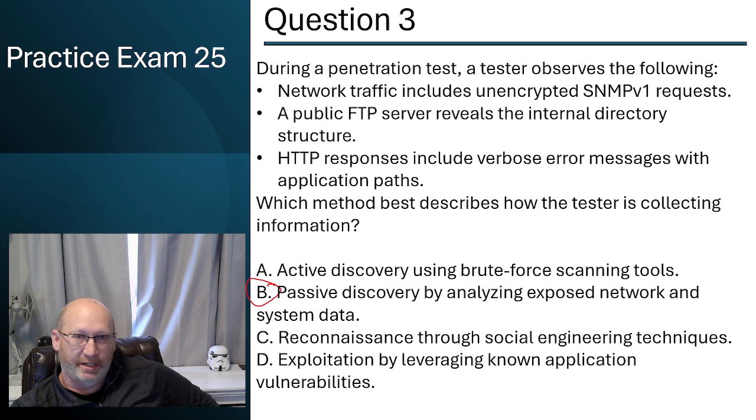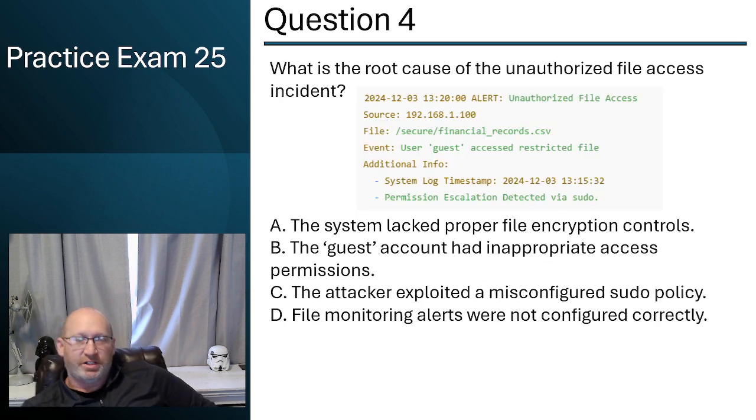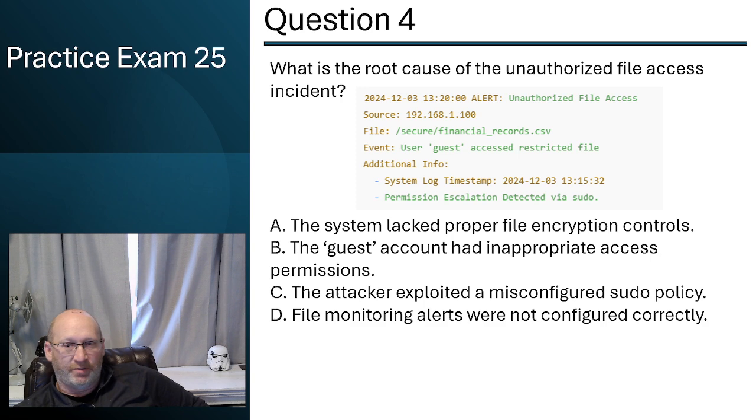All right, let's get on to the next one. Question number 4. What is the root cause of the unauthorized file access incident? Look at what we got here. We have unauthorized file access from source IP address. We can see a file. We can see the event, user guest access restricted file. Then we see additional information, system log timestamp, and then permission escalated via sudo.